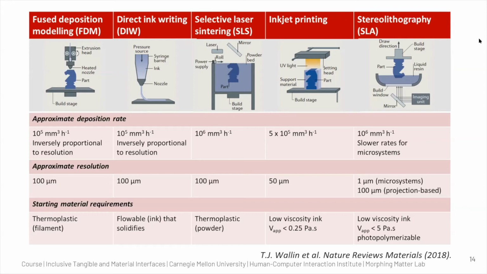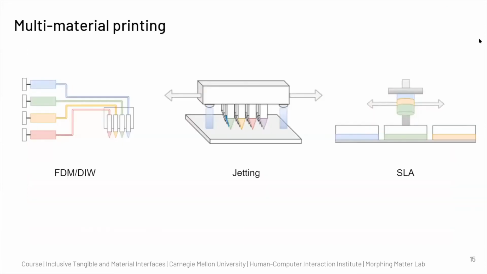The only condition required for the last two techniques is that the material should be photopolymerizable, or, since the lights that are used are in the UV range, I call it that it should be UV curable. And further, we could also add functionalities by adding different materials.